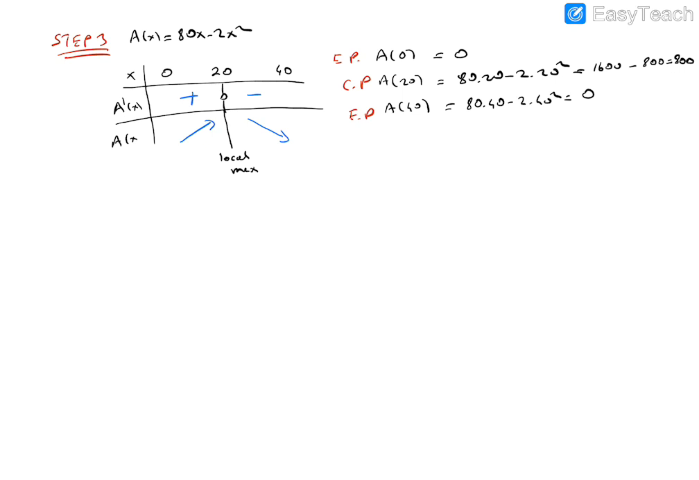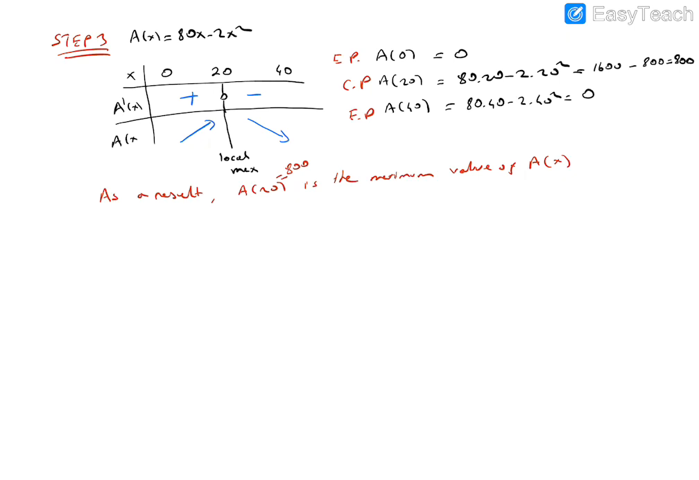So as a result, A of 20 is the maximum value of the A of x function. What is the maximum value? 800. So 800 square feet is the maximum area you can build a garden.